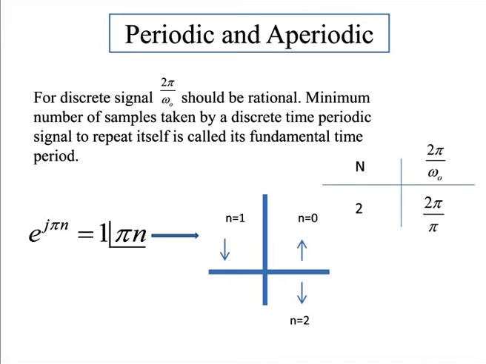So, suppose we are taking e to the power j pi n. The magnitude of e to the power j pi n is 1 and the angle is n pi. So, N will be 2 pi by omega naught, where omega naught is equal to pi. So, 2 pi by pi, which is 2. If you see in the right figure, n equal to 0, then n equal to 1, then n equal to 2 again falls on n equal to 0. So, this will keep on repeating with a period of N equal to 2.